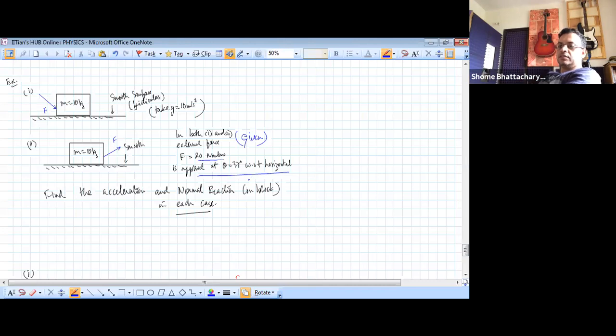Acceleration will be same, that's correct. But what about normal reaction? Yes, Devansh, your answer is correct. Austin, it is correct. Good. Aditya, check your calculation once more, but the idea is correct. You made a subtraction mistake.